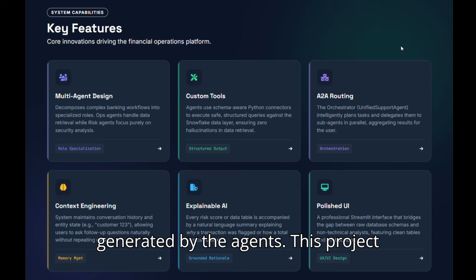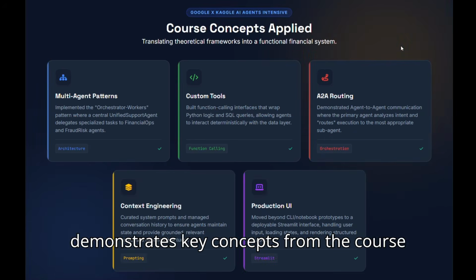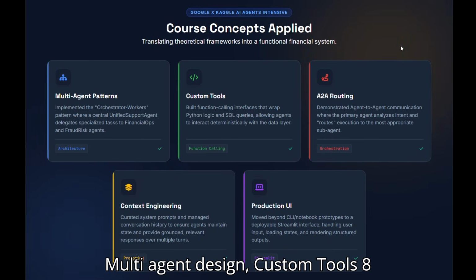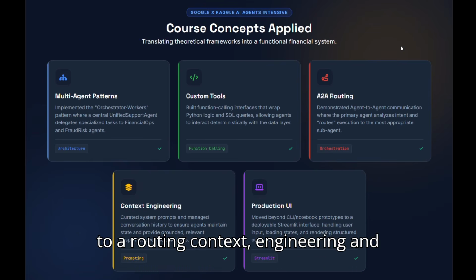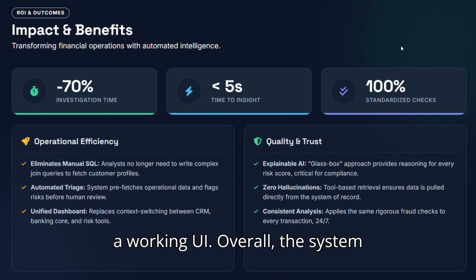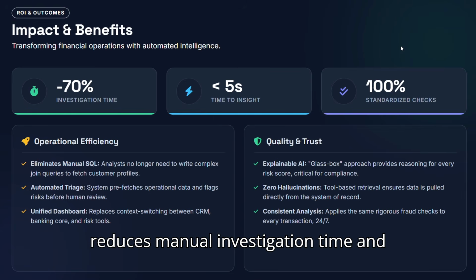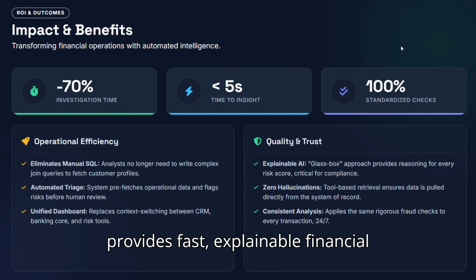This project demonstrates key concepts from the course: multi-agent design, custom tools, A2A routing, context engineering, and a working UI. Overall, the system reduces manual investigation time and provides fast, explainable financial insights.